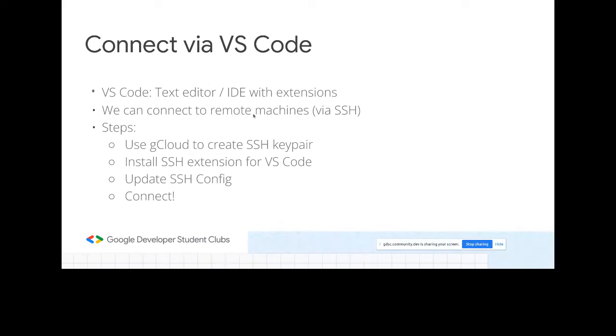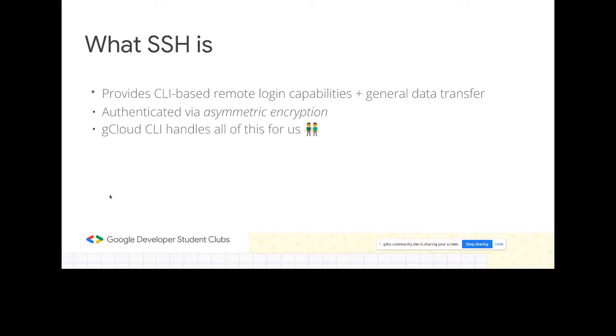We're going to connect to it through a thing called SSH. To do that, we're going to use Google Cloud to create what we would call an SSH key pair, or basically it creates a mechanism for authentication, like a password. We're going to use the SSH extension in VS Code. We're going to update our SSH config, and then we're going to connect. Now, before we do all of those steps, I'm just going to talk quickly about what SSH is.